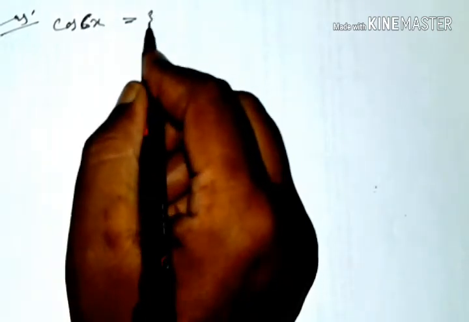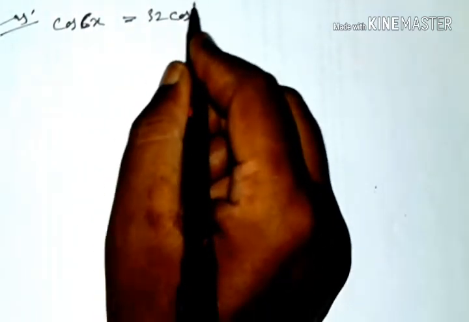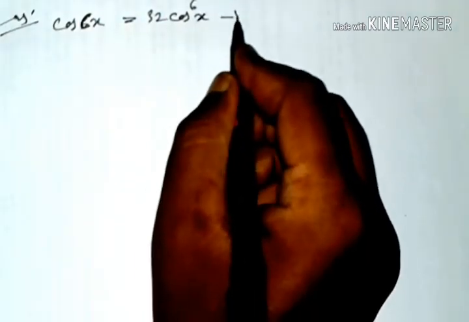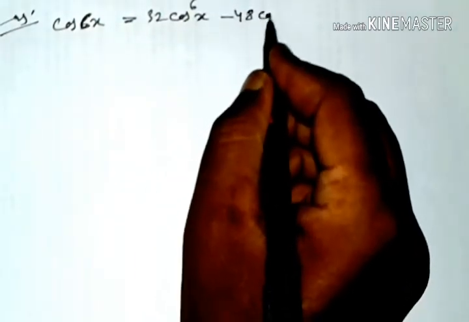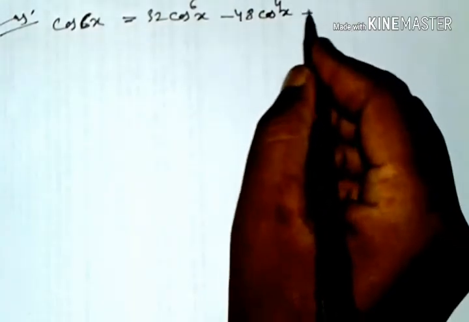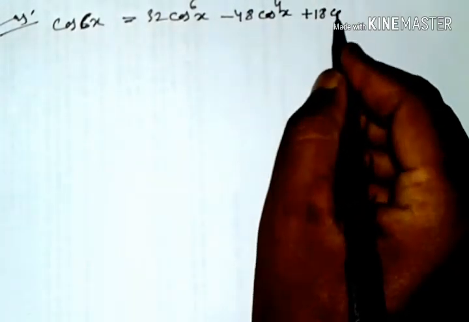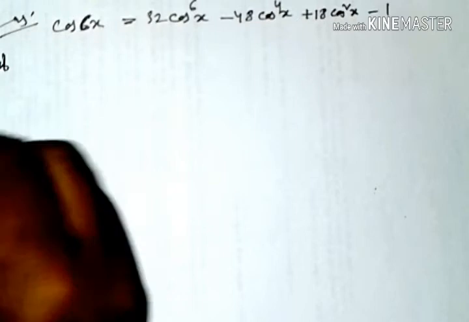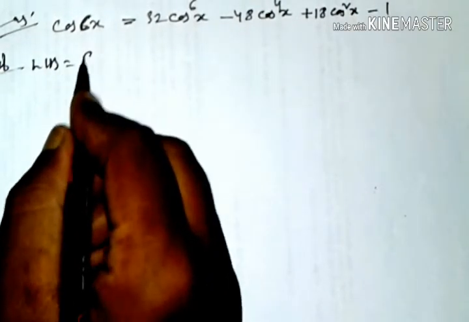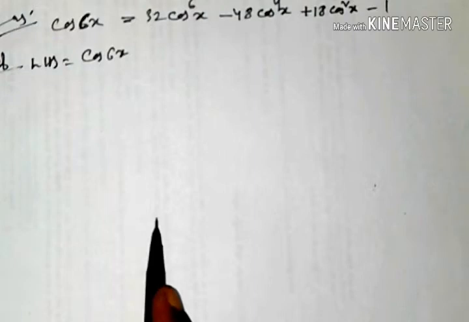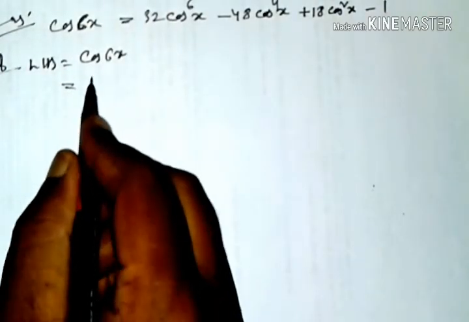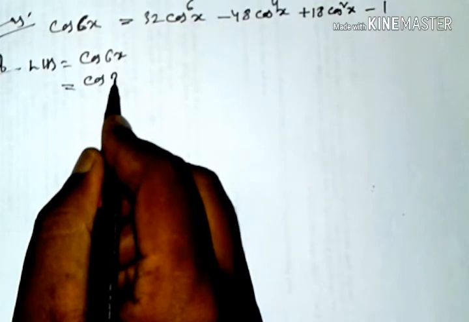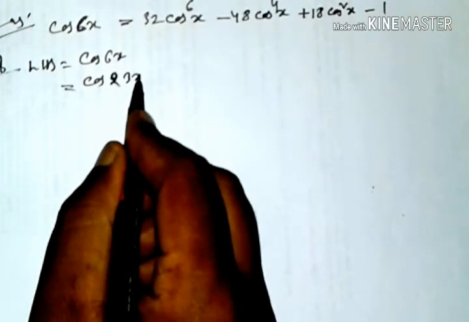Prove that cos 6x is equal to 32 cos to the power 6x minus 48 cos to the power 4x plus 18 cos square x minus 1. LHS: cos 6x. We can write it as cos 2 times 3x.